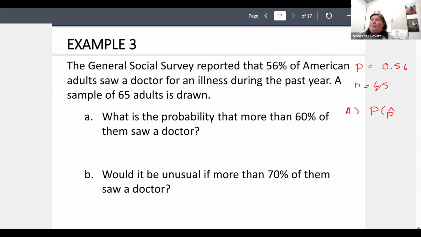So if I have my sample of 65 people, what is the probability my p hat is going to be greater than 0.6? Or like I said, the probability that more than 60% saw the doctor? B is asking us, would it be unusual if more than 70% of them saw the doctor? So it would be unusual if I looked for my p hat, my sample proportion, and it was greater than 0.7.